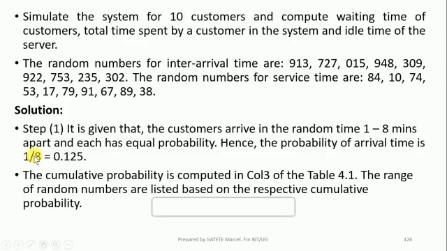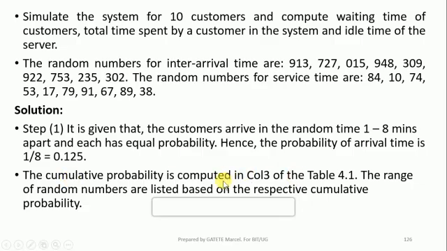It means that it is the probability of the interval between customers, the probability of 1 out of 8. So it will be 1 divided by 8, which is 0.125. So the cumulative probability will be computed in column 3 of the table 4.1. The range of random numbers is listed based on the respective cumulative probabilities.